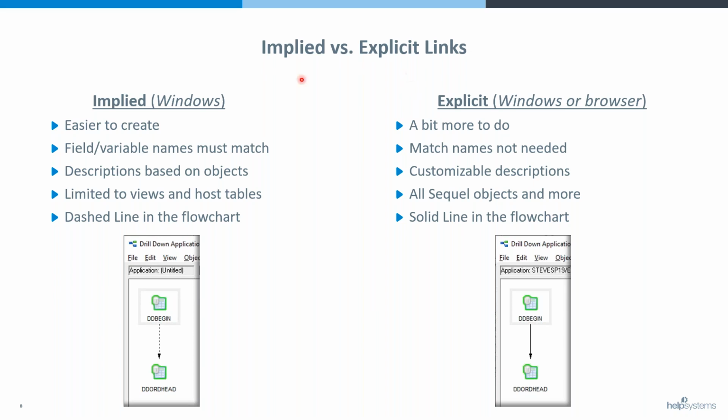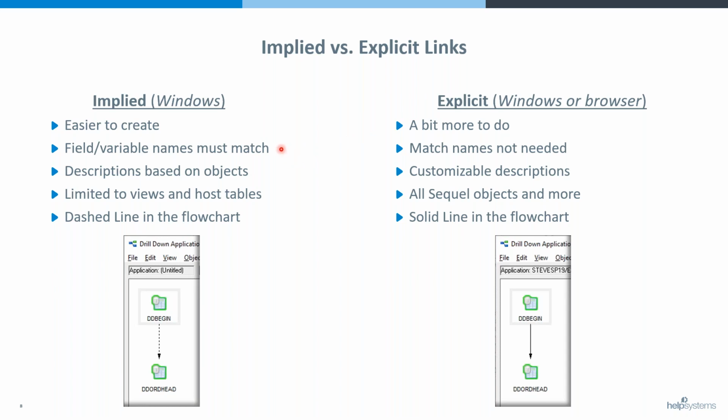And when I build applications, I only work with explicit links. The main reason is implied links will only work in Windows, and explicit links work in Windows and the browser. So that gives you that opportunity for browser deployment. Now, I'll admit that implied links are a little bit easier to create. And with the explicit links, you have a little more to do as the designer, but the benefits are pretty great.